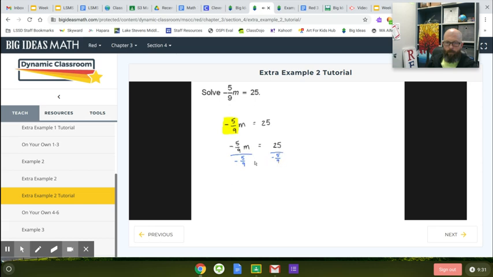Notice what we have here. Negative 5/9 divided by negative 5/9. Remember, when you divide fractions, you can multiply the first number by the reciprocal of the second number. So instead of dividing each side of the equation by negative 5/9, we can multiply each side of the equation by the reciprocal instead. Using the multiplication property of equality, multiply each side of the equation by negative 9/5.